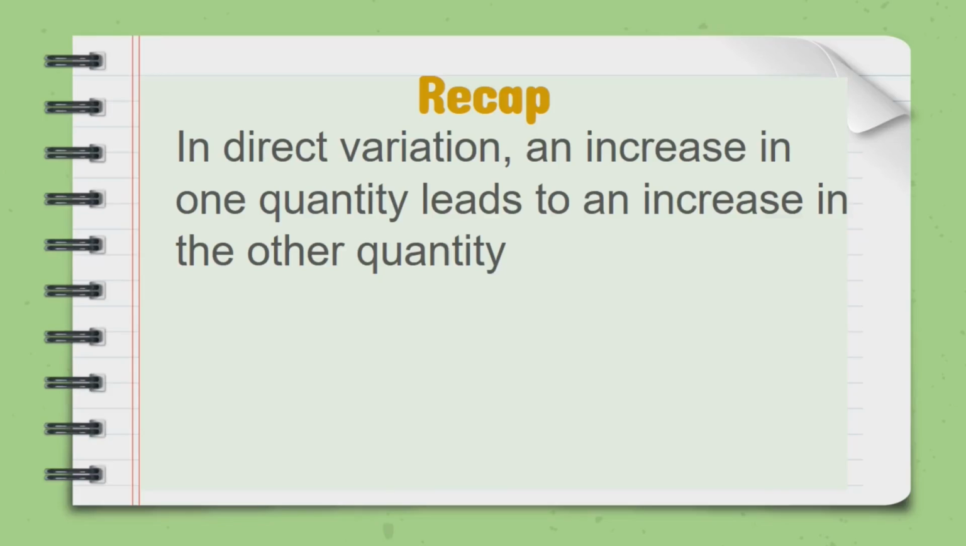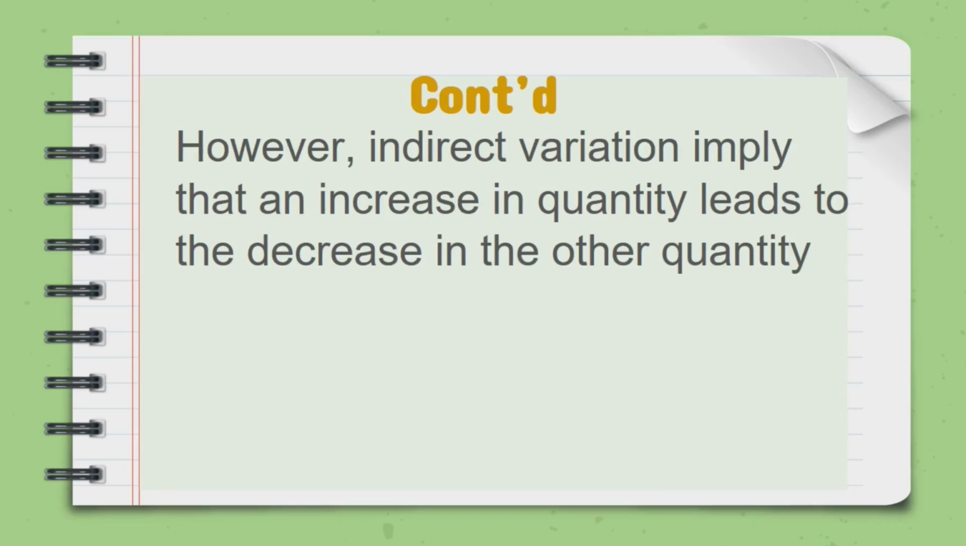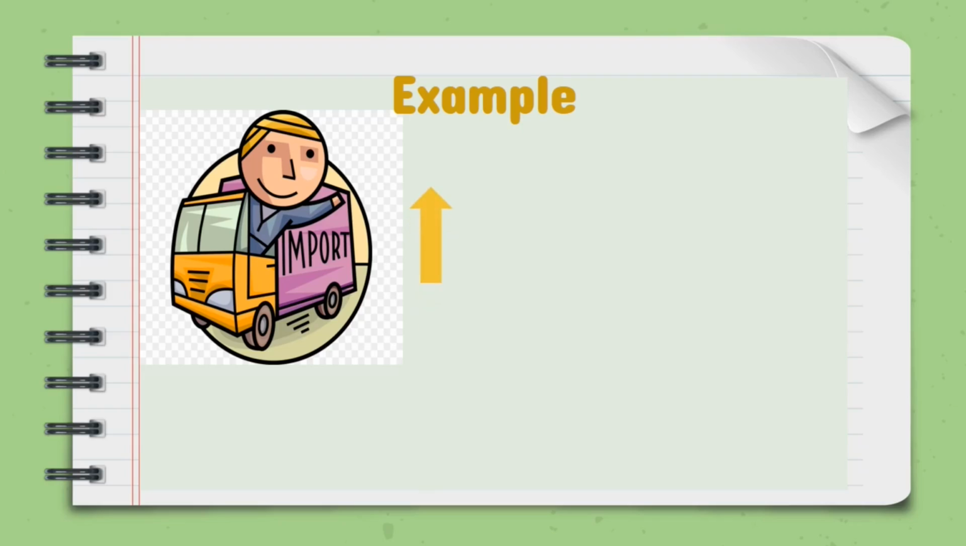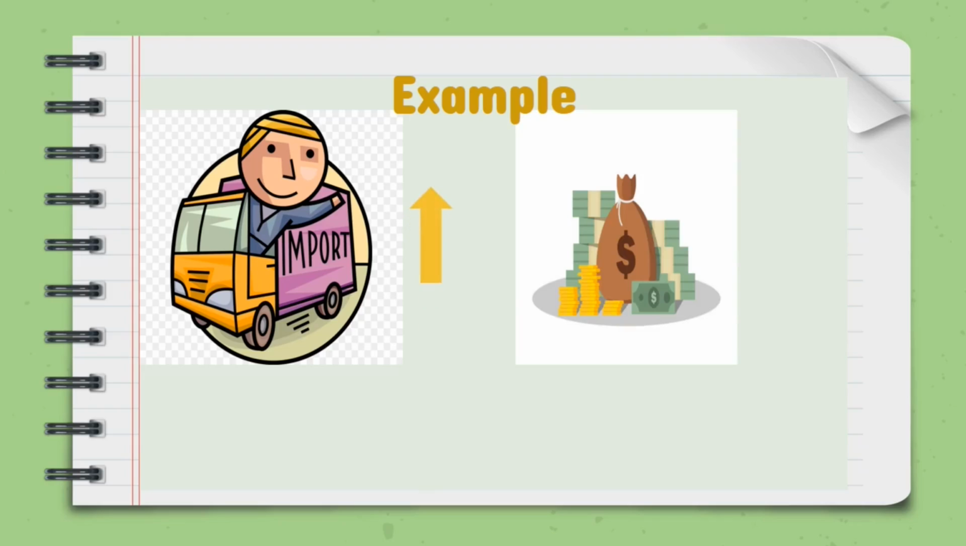Under direct variation, an increase in one quantity leads to an increase in the other quantity. On the other hand, indirect variation implies that an increase in one quantity leads to a decrease in the other quantity. For example, when there is an increase in importation into a country, the country's currency decreases in value. On the other hand, when a country decreases its imports, automatically its currency value increases.